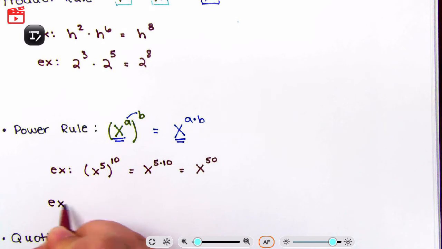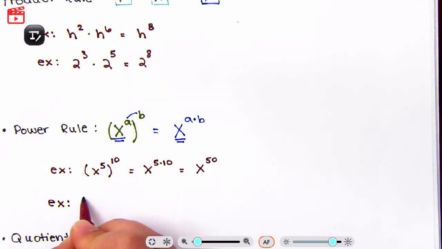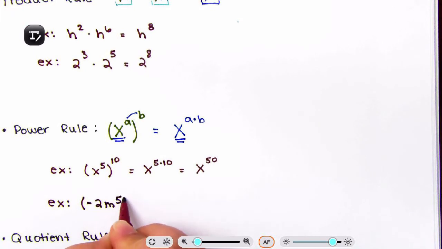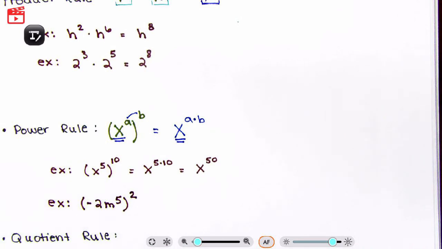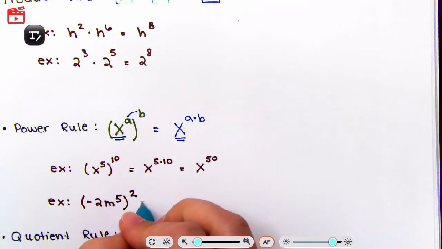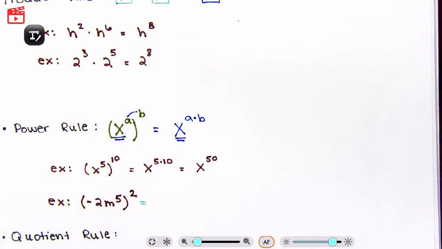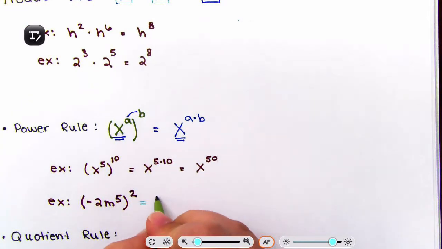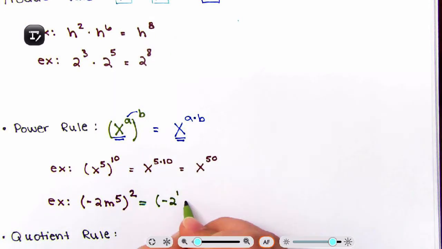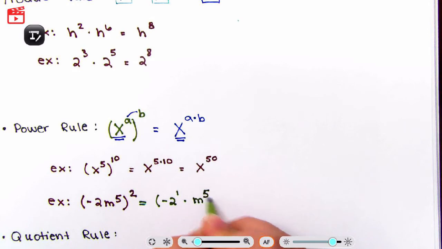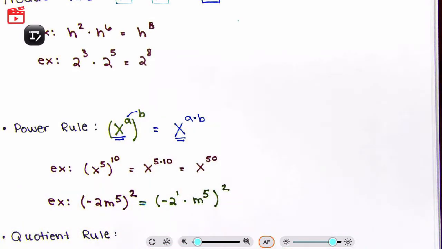Now, this here is going to be an example with multiple terms. So negative 2m to the 5th power, and I'm going to square that. This here is the same thing as saying negative 2 to the 1st power times m to the 5th power, and all of that is being squared. Multiplication is king. You're going to learn that the higher you go in math. Multiplication and division are kings.